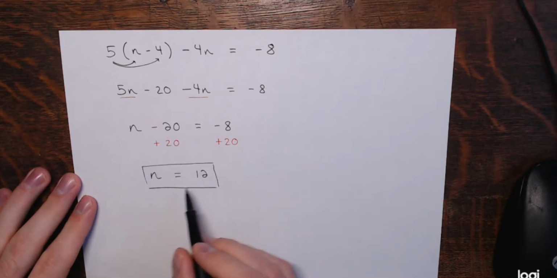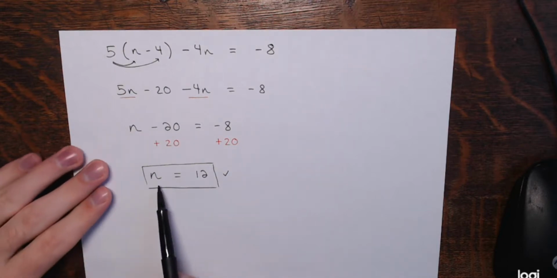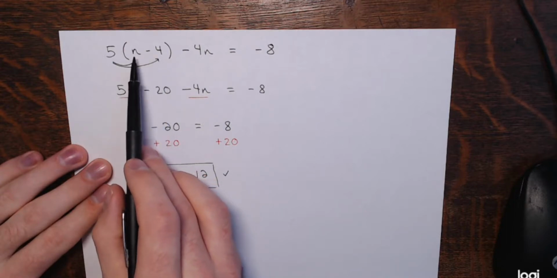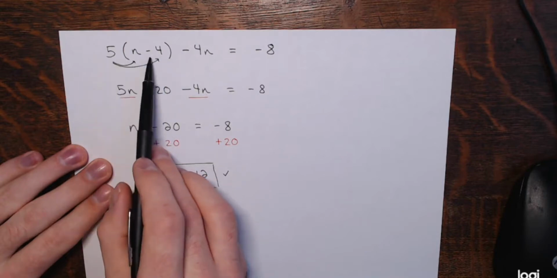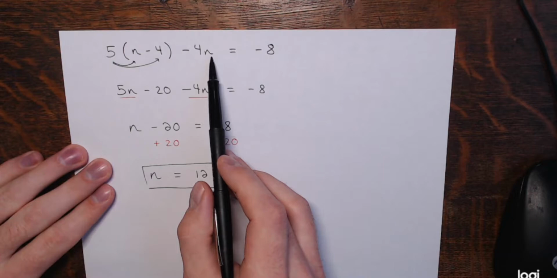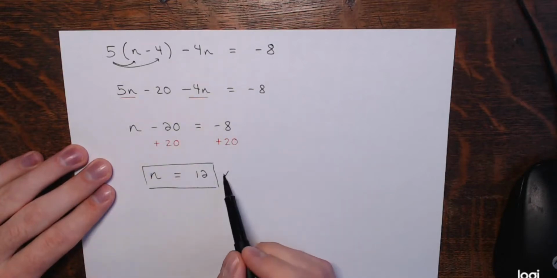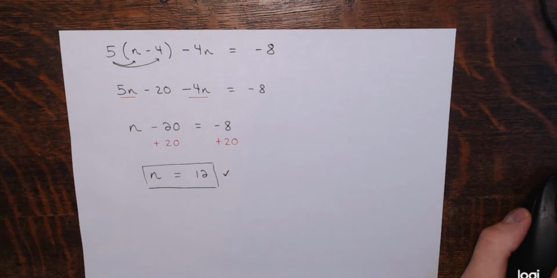Now don't forget to check it, right? Let's go back and I'll do this mentally. If n were 12, first remember you do things in parentheses first, grouping symbols. 12 minus 4 is 8. And then 5 times 8 is 40. 4 times 12, right, n is 12, is 48. You'd have 40 minus 48 is negative 8. You'd have negative 8 equals negative 8. That is true. Right? n equals 12 does indeed work. And you can check it mentally like I just did, or write it out by hand. But as long as you're checking your solutions, you should be good.